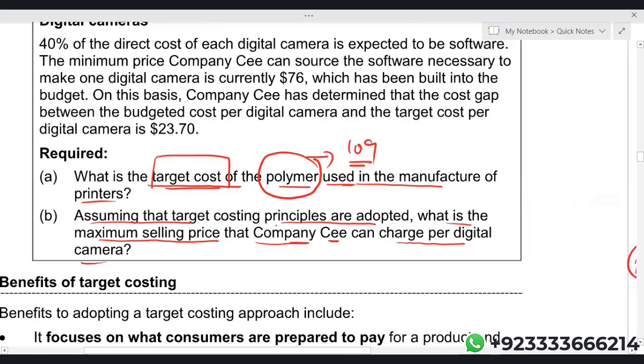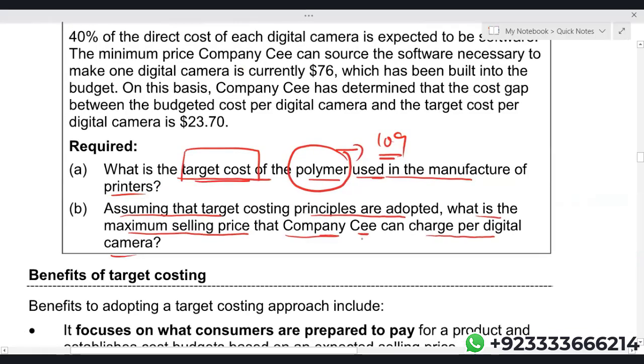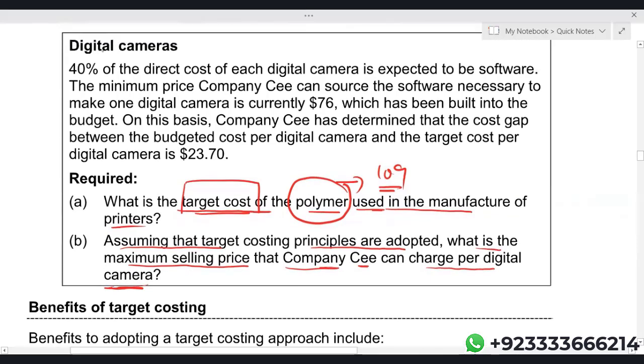Assuming their target costing principles are adopted, what is the maximum selling price that company C can charge per digital camera? Let's read. Digital cameras, 40% of direct cost. 40% of direct cost of each digital camera is expected to be software. So whatever is your direct cost, 40% of that is the cost of each digital camera.